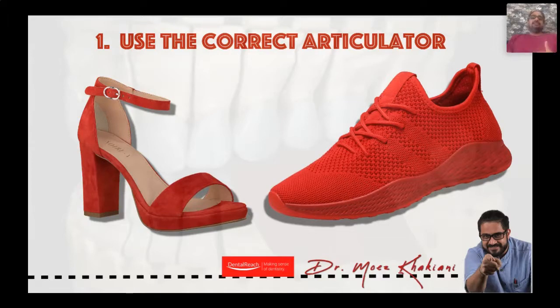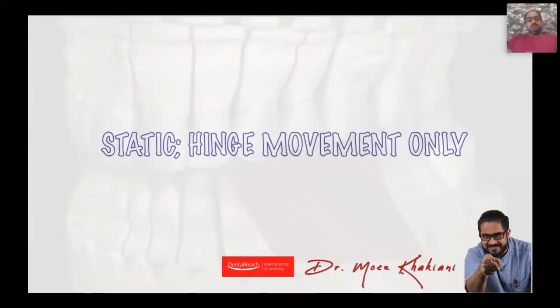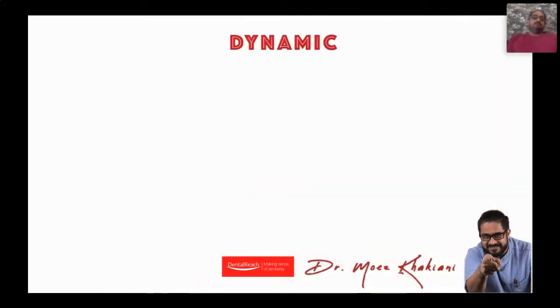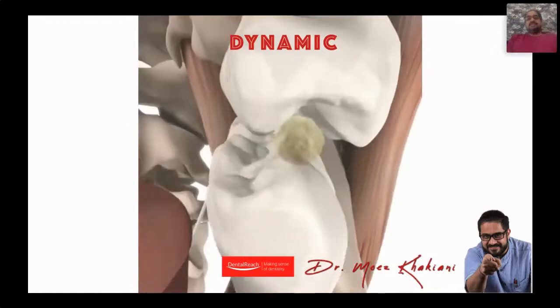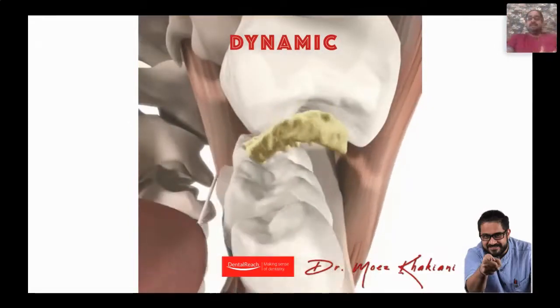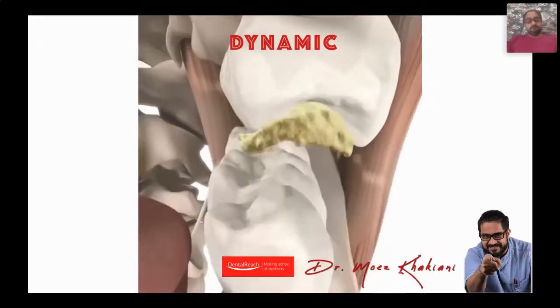Now, why do I insist on a semi-adjustable articulator? It is because we as human beings do not do hinge movement, which is unfortunately what most of our articulators do. We function, friends, in what is called a dynamic movement of the mandible. And have a look at this here. This is dynamic movement of the mandible, which involves a side-to-side movement in an attempt to masticate food.